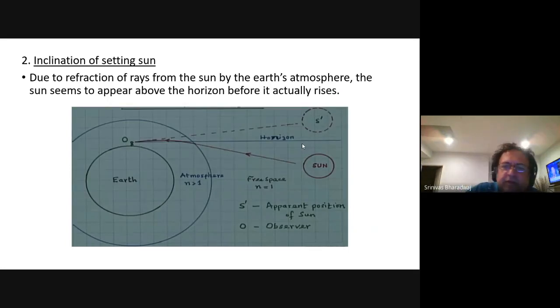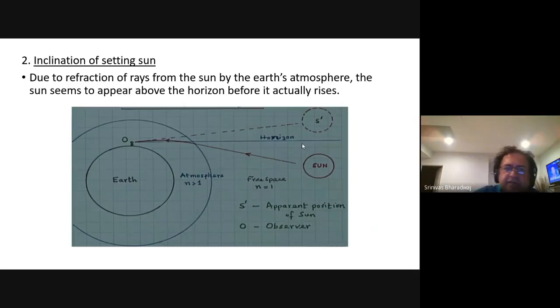Now, when we look at the sun, due to the refraction of rays from the sun by the Earth's atmosphere, and of course the Earth has various types of material in its atmosphere, therefore it gives a slight bend. In free space you have n equals 1. The refractive index of free space is 1, but the refractive index of the atmosphere is a little bit more. It's not exactly 1.